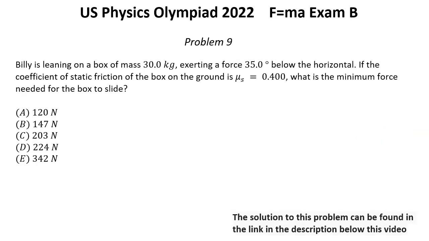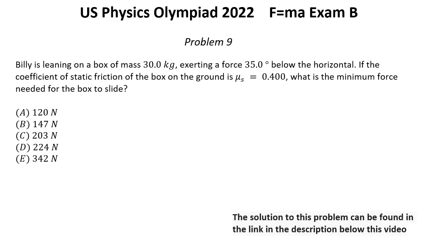Problem number 9. Bill is leaning on a box of mass 30 kilograms, exerting a force 35 degrees below the horizontal. If the coefficient of static friction of the box on the ground is mu s equal 0.4, what is the minimum force needed for the box to slide?